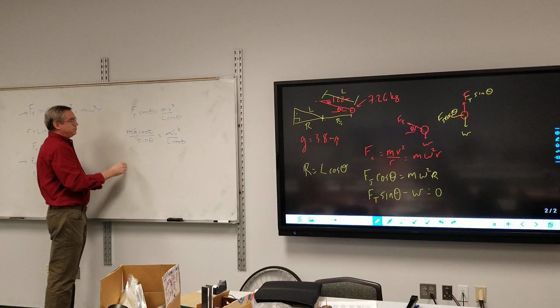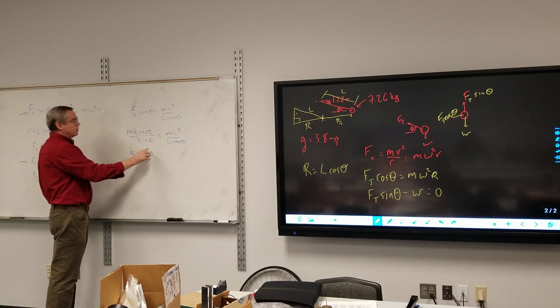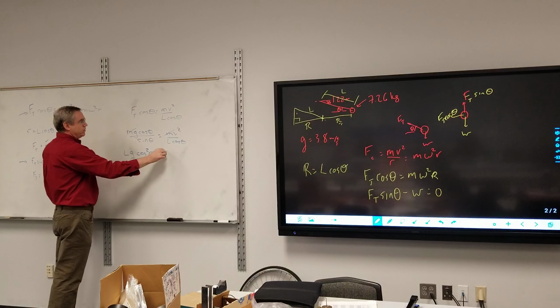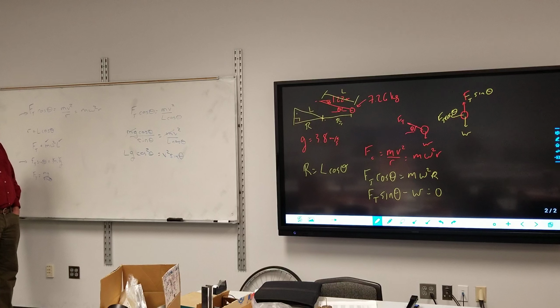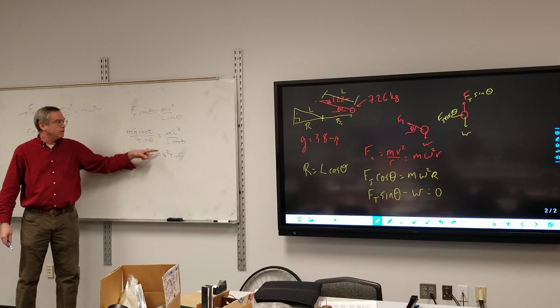Mass cancels out. I'm left with GL cosine squared theta is equal to V squared sine theta. Yeah, this will work out nicely. And then trig substitution. Wait, where'd the L come from on that side? I cross multiplied. Oh, okay. It came from here.